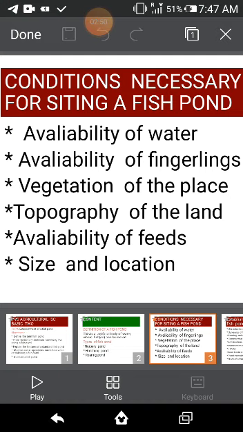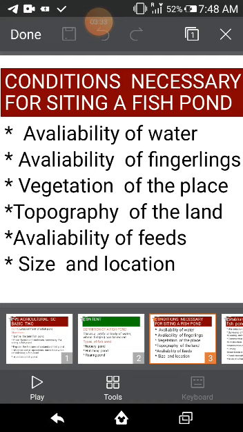2. There must be availability of fingerlings. Remember, we define fingerlings as young fishes. The fingerlings to be used must be the fast growing type. More so, they must have high feed convertibility. Ideally, the fingerlings must be ready to be harvested at about 6 to 7 months from the time of hatching.